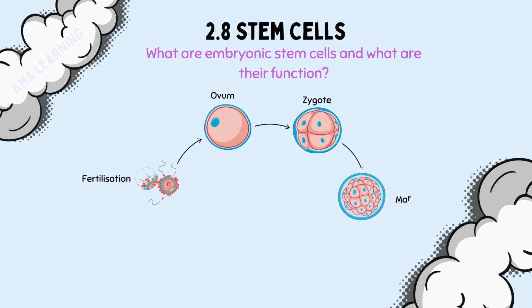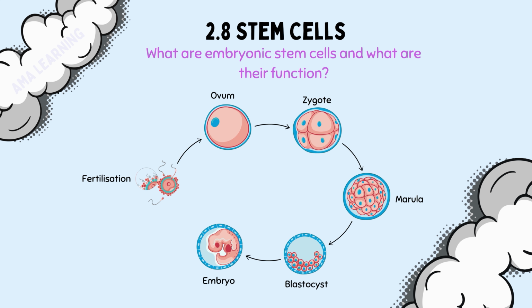The zygote divides by mitosis to form an embryo. All of the cells in an embryo are embryonic stem cells. This means that all the cells are identical and unspecialized. These embryonic stem cells can become specialized to form any type of cell.